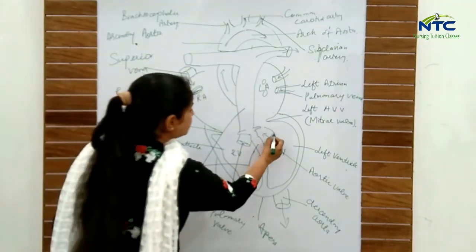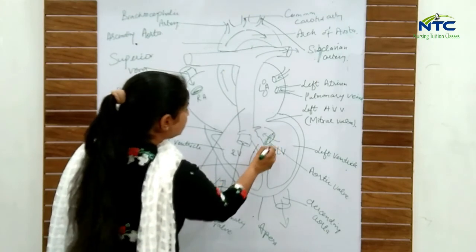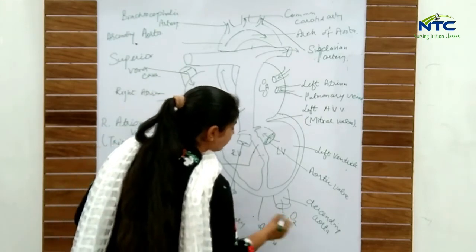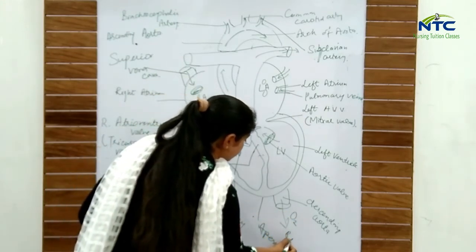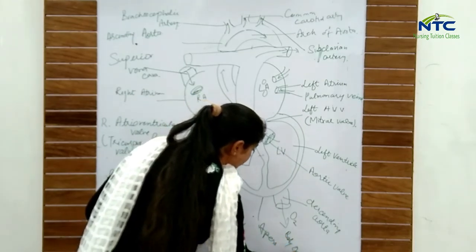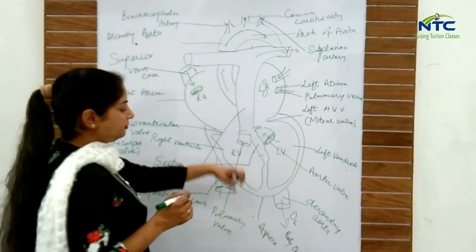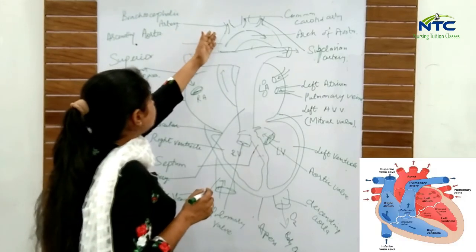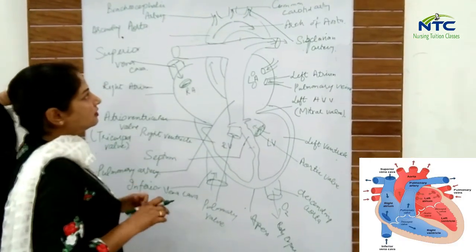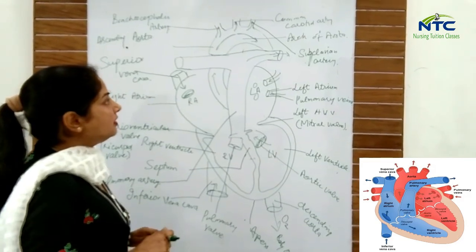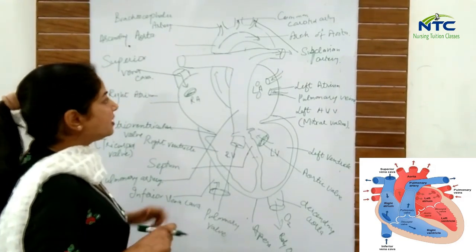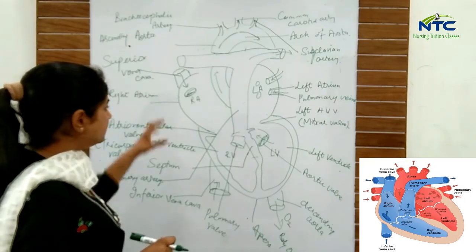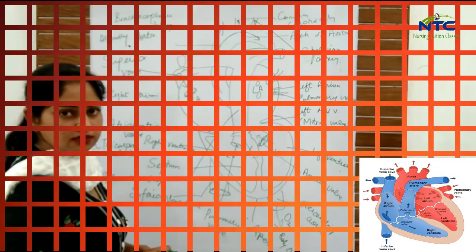So in the left side there is the aorta, which originates from the left ventricle and transports oxygenated blood to the whole body organs. The descending aorta supplies oxygenated blood to the lower body organs, and there are different branches which come from the arch of aorta, like the brachiocephalic artery, common carotid artery and subclavian artery, which transport oxygenated blood to the upper segment of the body. So this is all about the structure of the human heart. Thank you.